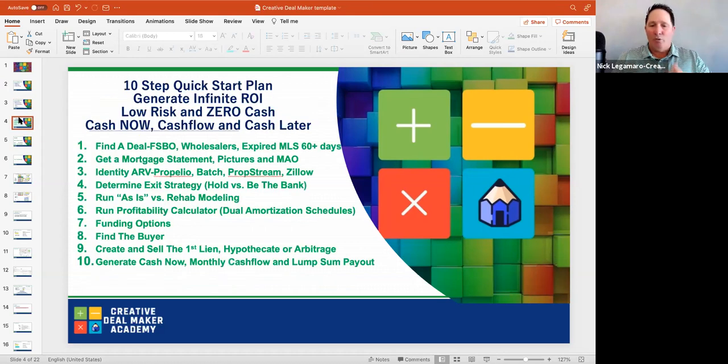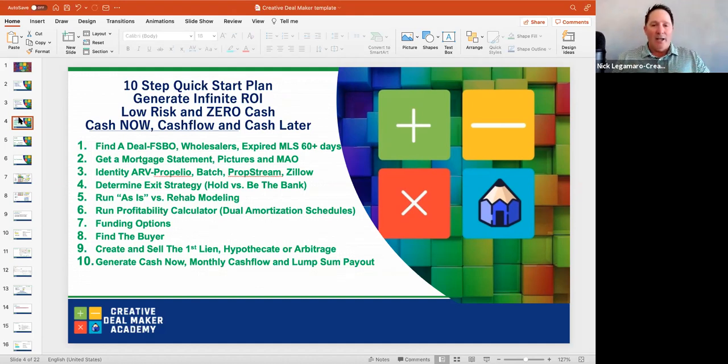I'm just going to go through these quickly because I really want to get into the actual deal and what it looks like. So the 10 steps, the quick start plan, and what we're trying to show is how to generate infinite return on investment with extremely low risk and hopefully zero cash out of pocket to transact the deal. And as a result, on the exit we're generating cash now, cash flow, and cash later. And that's exactly what we're going to show with the model that we did.